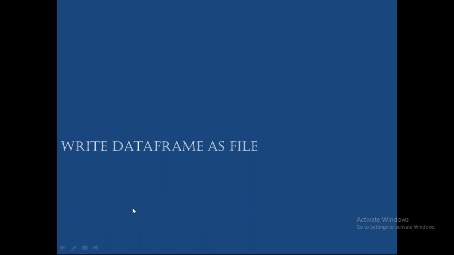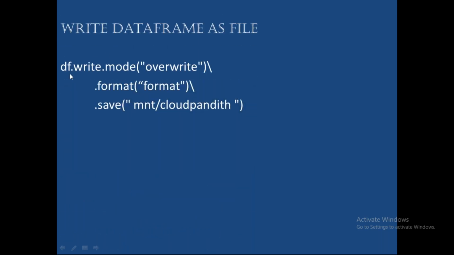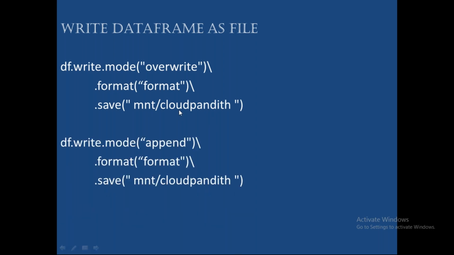Okay, next. Write data frame. How you will write? df.write.mode is overwrite. Format can be any format, whatever format you want to write the data in, you can write the data. And where you want to save the data, you can specify your mount point. Next, this is the append mode. By using this particular mode, append mode, you can add the new data to the existing data. Overwrite means it will remove the existing data and write the new data. All these things we discussed, reading and writing different types of files.